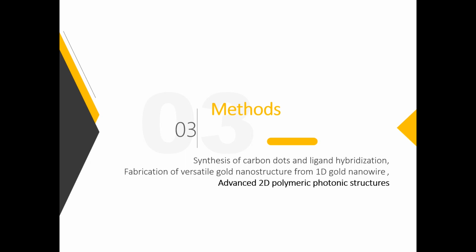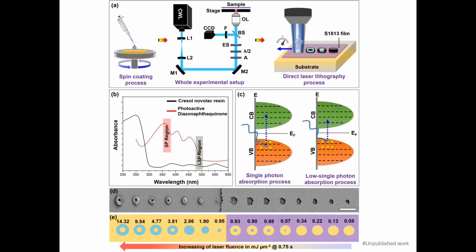So finally we come to the advanced 2D polymeric photonic structures. Here is the full experimental schematic diagram. First we spin coat the polymer, and this is the whole optical setup. Then this is the laser scanning direction, just by changing the power, and these are the precursors, and after that the solution UV spectra, and here is the formation mechanism.